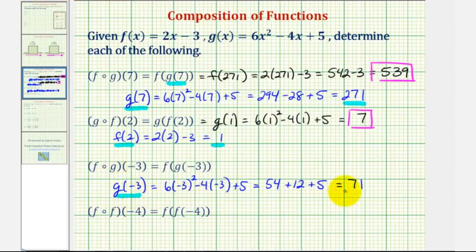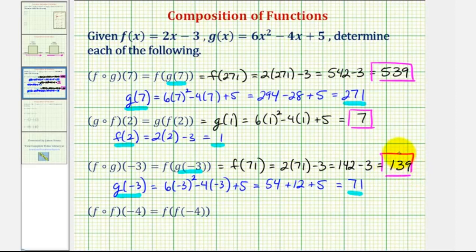Since g of negative 3 equals 71, we can rewrite f of g of negative 3 as f of 71. So 71 becomes the input into function f, which is 2 times 71 minus 3, which is 142 minus 3, or 139. So f of g of negative 3 equals 139.